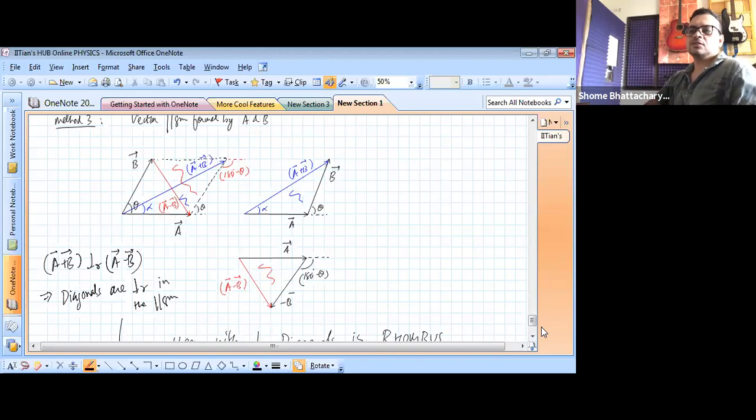That means the parallelogram is a rhombus. A rhombus has the property that the sides are equal. In this case, the sides are nothing but A and B. So vectors A and B must, by definition, be of equal magnitude.